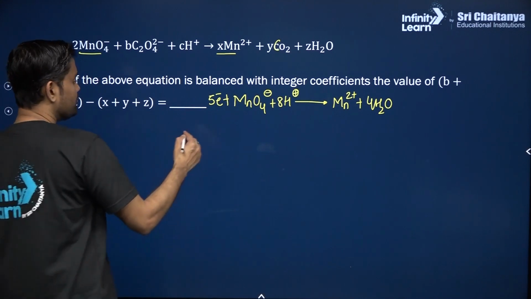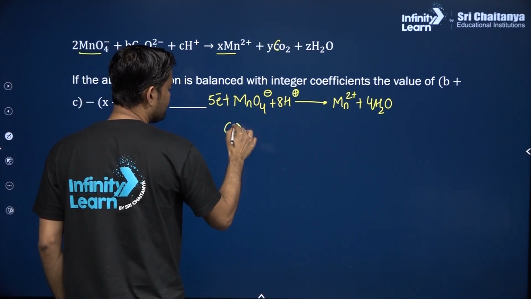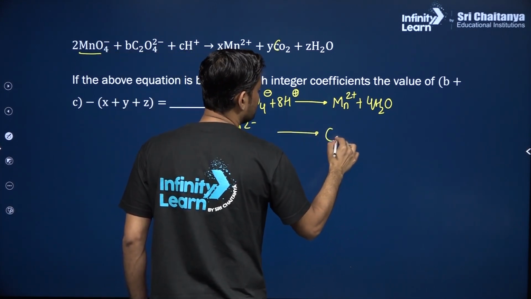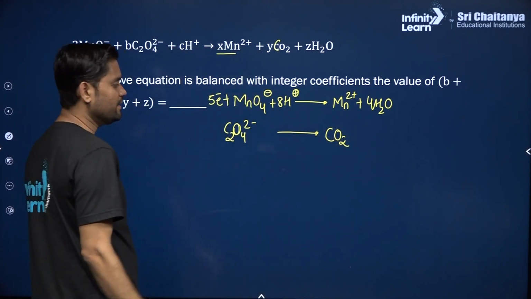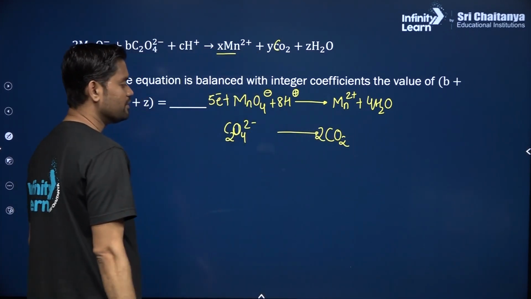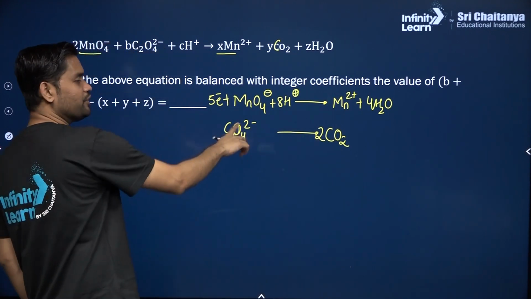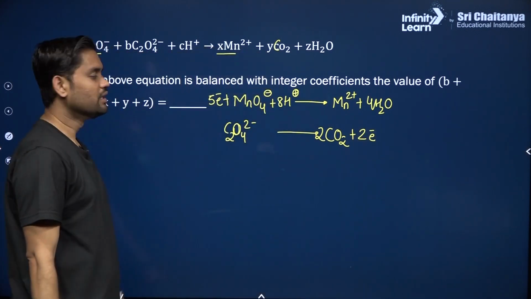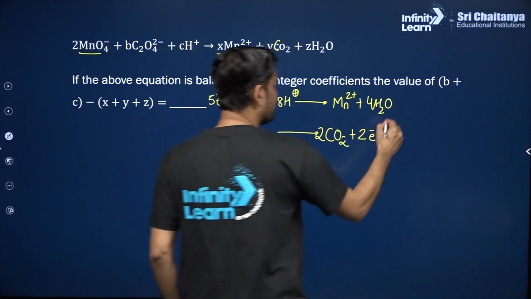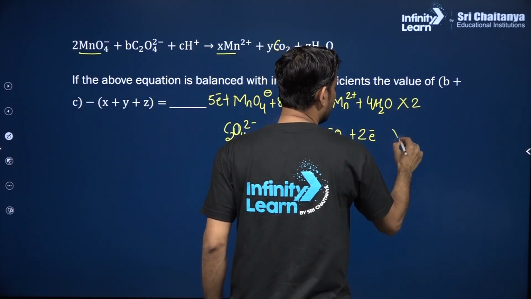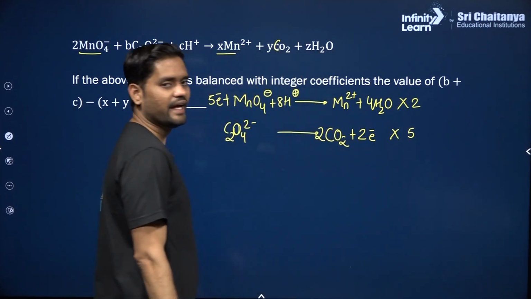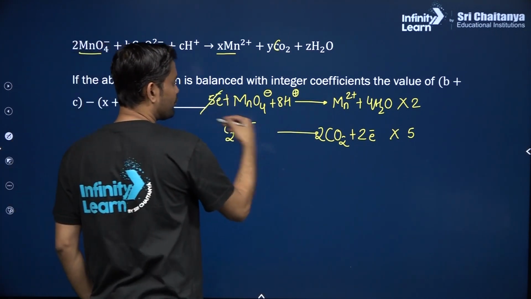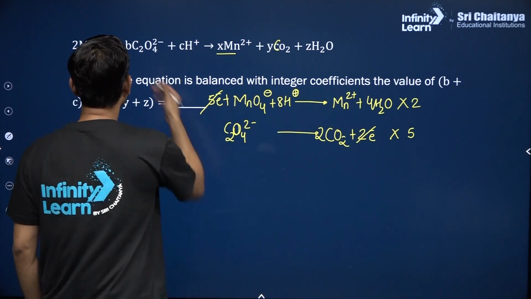Second one, C2O4 2 minus, that is the oxalate ion, gives you CO2, right? So 2 carbon, 4 oxygen is done. There is 2 negative charge over here. To balance out that negative charge, I have to add 2 electrons. Now the number of electrons needs to be balanced. So the first equation needs to be multiplied by 2 and this equation needs to be multiplied by 5, and then we have to add the equations. So 10 electrons and 10 electrons will get cancelled.